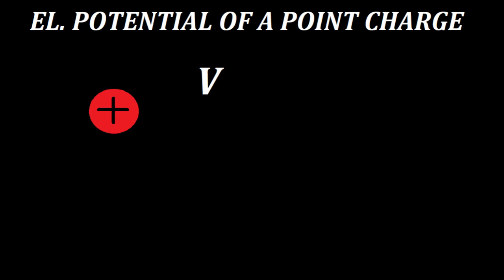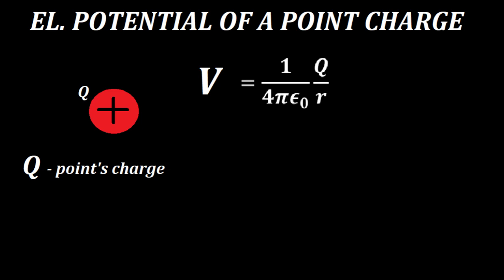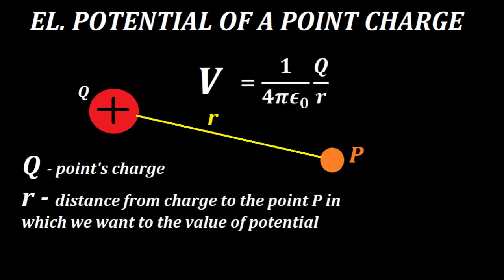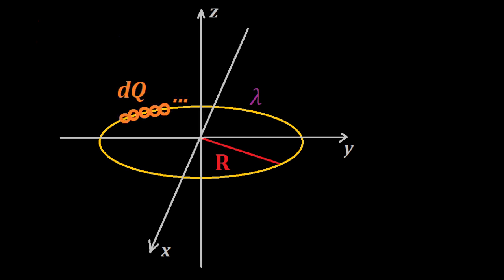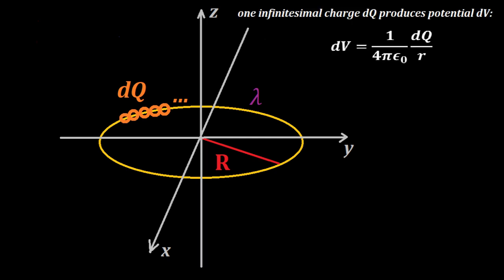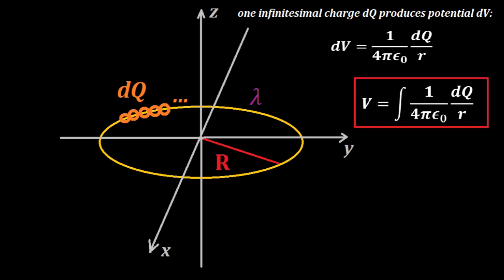The expression for the potential of a point charge is 1 over 4πε₀ times q over r, where q is the point's charge and r is the distance from the charge to some point in which we want to calculate the potential in. Ring is not a point charge, but we can imagine that the ring is made of a lot of points of some infinitesimal charge dq arranged in a circle. Every such infinitesimal charge will produce some infinitesimal electric potential dV, and the total potential of the ring we obtain by integrating over the entire ring. We can rewrite dq as lambda dl, and we end up with the following integral.